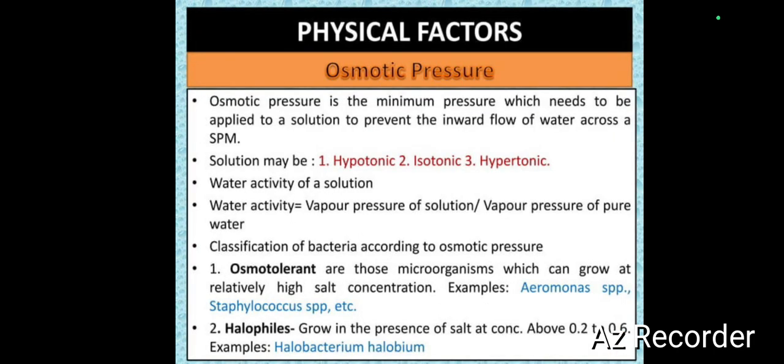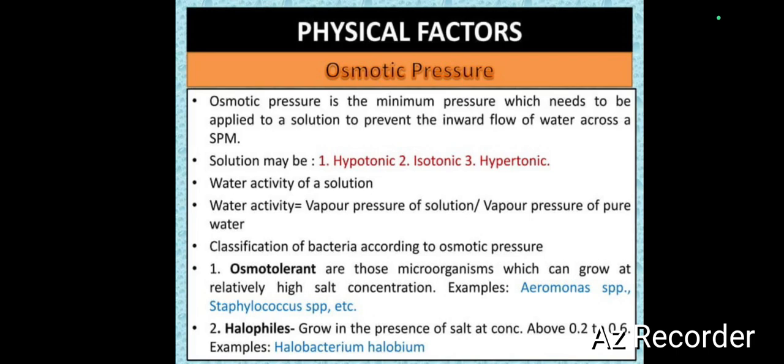Next is osmotic pressure. Osmotic pressure is the minimum pressure which needs to be applied to a solution to prevent the inward flow of water across a semipermeable membrane. A solution may be hypotonic, isotonic or hypertonic. Water activity of a solution is equal to the vapor pressure of the solution divided by the vapor pressure of pure water.